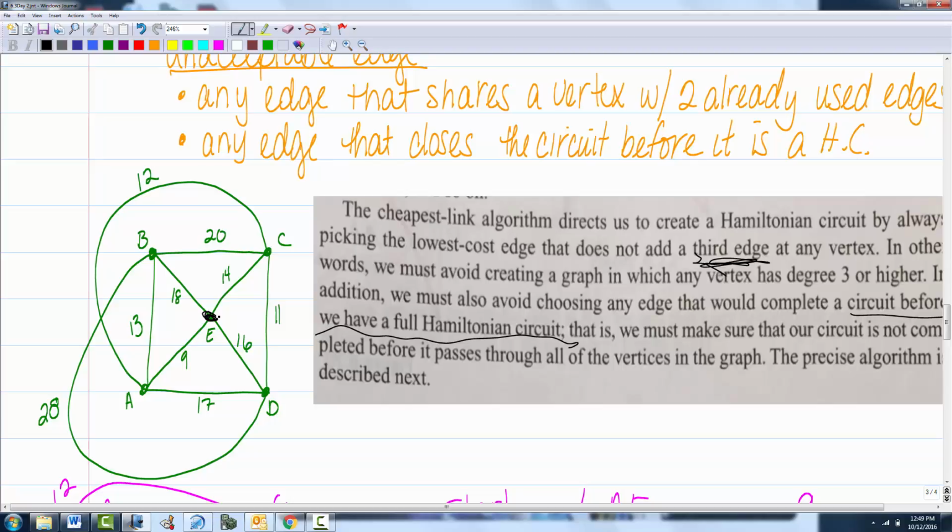All right, here we go. What's the best edge? I love that little downtime on YouTube. Are you going to say something? What's the best one I should choose? What number is the smallest? AE. So, here's what I mean about the cheapest link algorithm. I definitely want to go from A to E or E to A at some point in this trip.